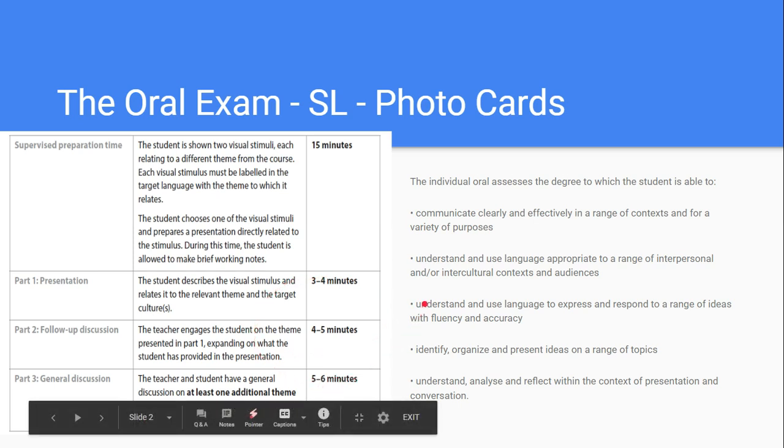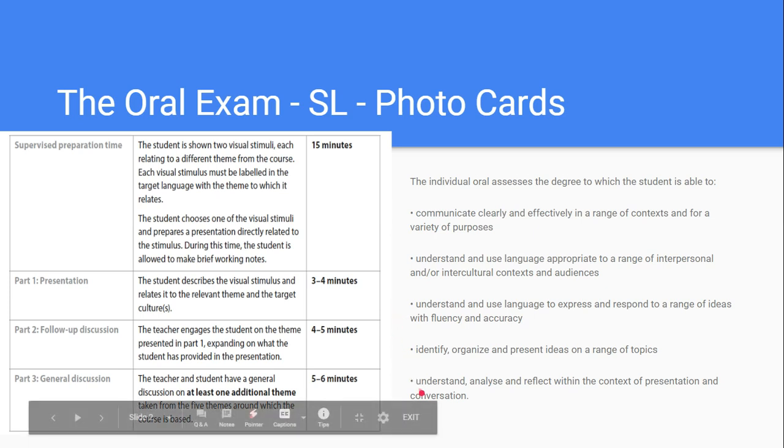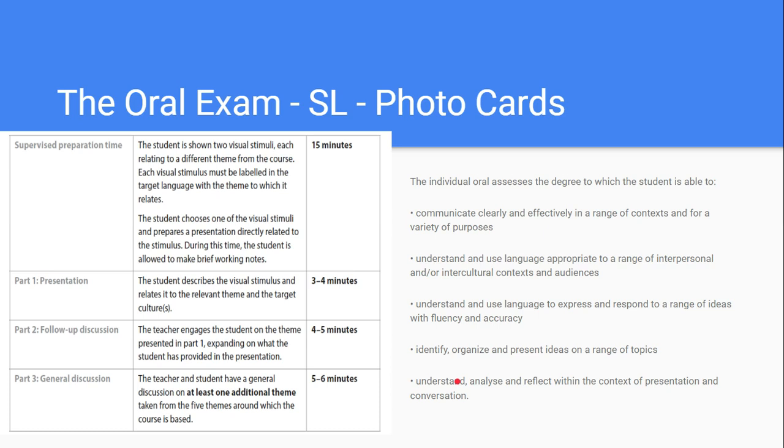The themes that you can choose are theme 1, identity; theme 2, experiences; theme 3, it's running out of my head. Theme 3 is human ingenuity; theme 4, social organization; and theme 5, sharing the planet. Okay, so this concludes this.